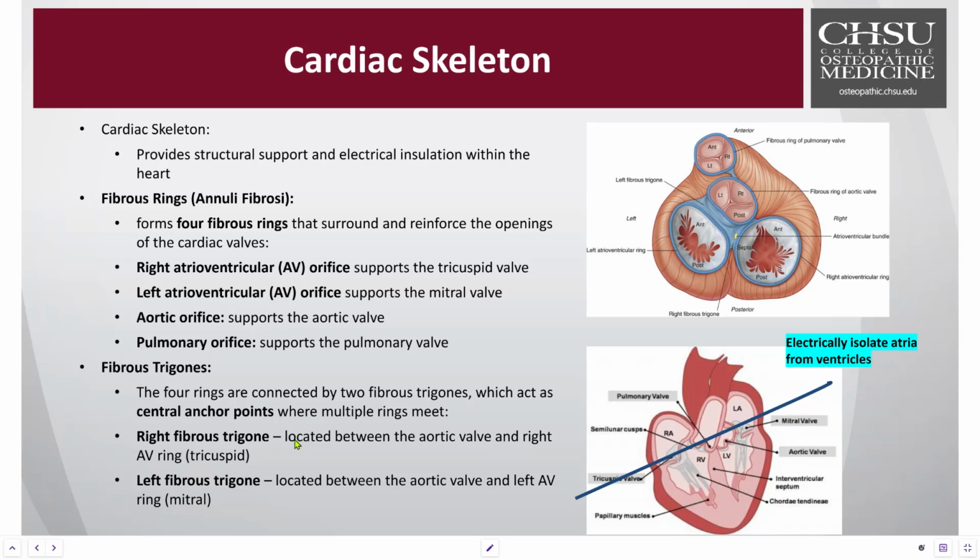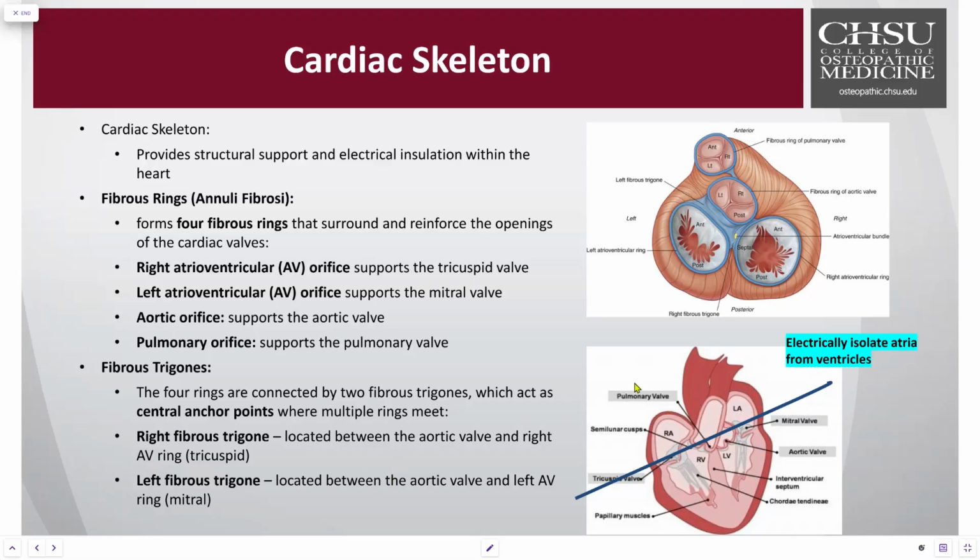The skeleton is composed of 4 fibrous rings, or what we call the annuli fibrosi. Each surrounds one of the 4 heart valves: the right AV tricuspid, the left AV mitral, the aortic semilunar, and then the pulmonary semilunar. These rings are interconnected by particularly 2 main fibrous trigones. We have the right fibrous trigone, located between the aortic and the right AV rings, and the left fibrous trigone located between the aortic and the left AV rings. These trigones serve as an anchor point, significantly contributing to the mechanical stability of the heart.